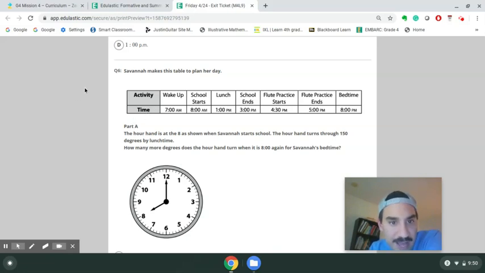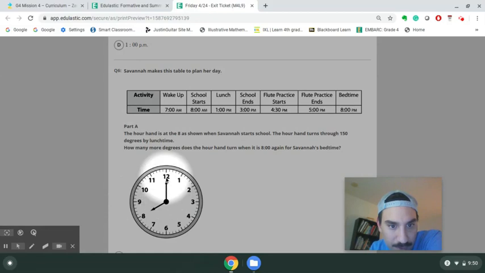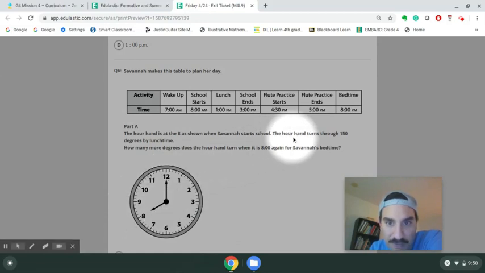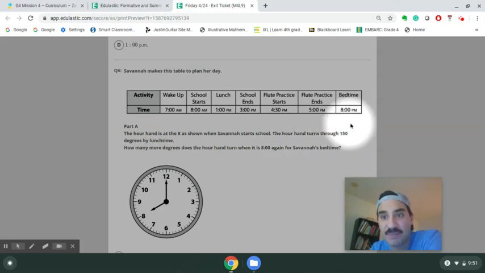Part A, the hour hand is at 8 as shown when Savannah starts school. Here we're at 8 o'clock. The hour hand turns through 150 degrees by lunchtime. How many more degrees does the hour hand turn when it is 8 o'clock again for Savannah's bedtime?